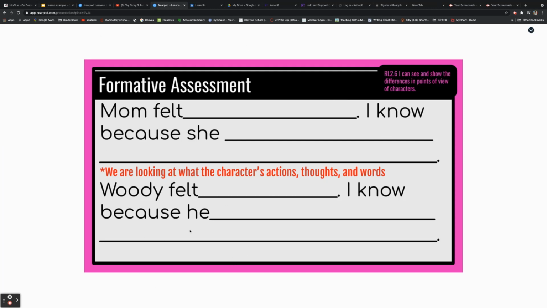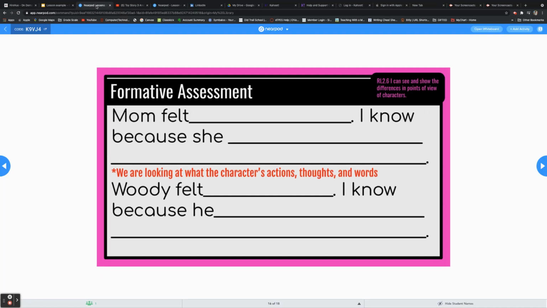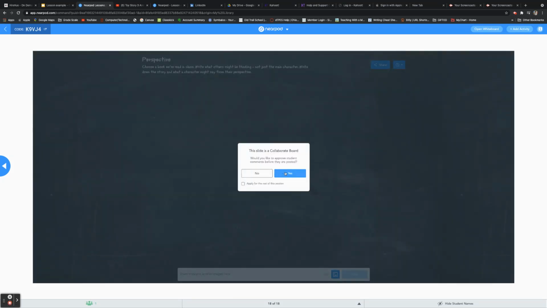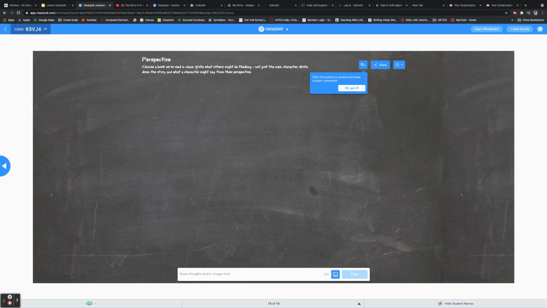And then for more of a challenge, I plan on having the kiddos take some parts of their stories and write it from, here's what I have here for the extra things. Okay. So choose a book we've read in class. Write what others might be thinking in the story, not just the main character. So write down the story and what the character might say from their perspective. So if I read a story about Cinderella, I could write it from the Bluebird's point of view.